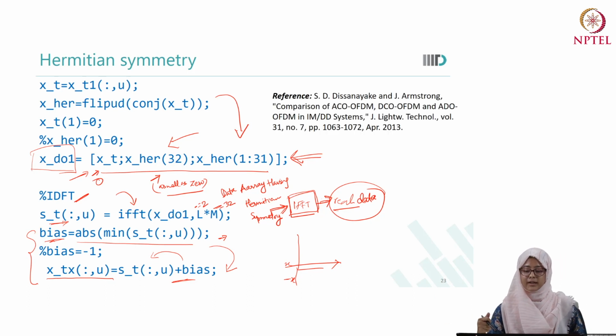For more in-depth understanding of Hermitian symmetry, you can refer to this work as well, and it will give you an idea of DCO-OFDM, different types of OFDM also, and the difference between them. And for Hermitian symmetry, you can always refer to this work.